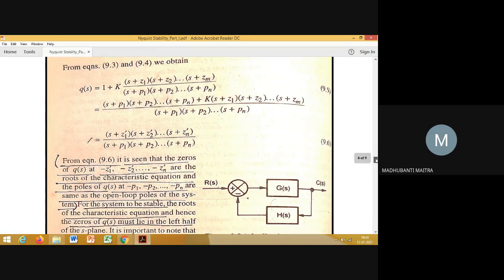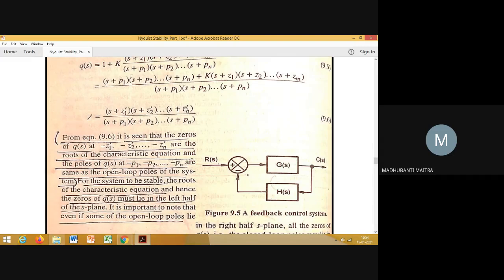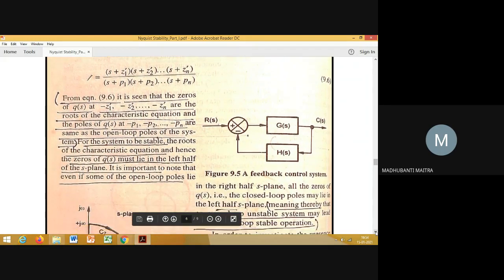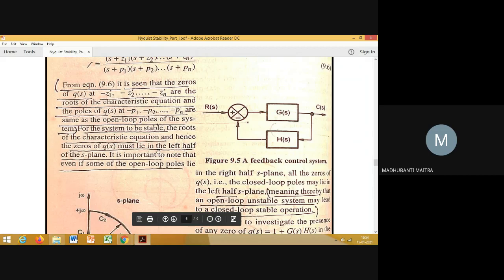So now we'll try to find out whether we can determine the number of roots of the characteristic equation lying in the right half of the S-plane. Already we have seen that the zeros of Qs, or the roots of Qs, are located at minus Zi dashed, and these are the roots of the characteristic equation, and the poles of Qs lying at minus Pjs are the same as the open loop poles of the system. Also we have discussed that for the system to be stable, the roots of the characteristic equation, and hence the zeros of Qs, must lie in the left half of the S-plane.